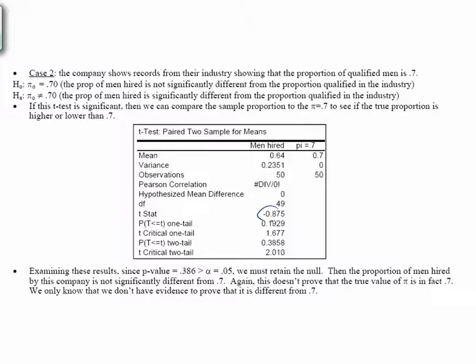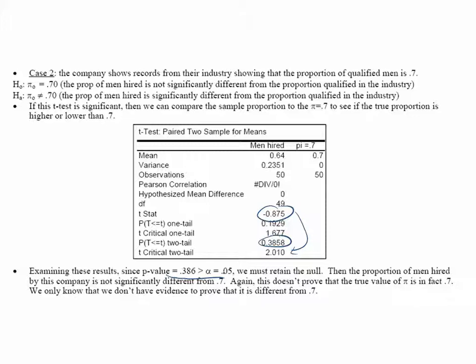Well, our t-stat is now negative. However, it is still less than t-critical because we use the absolute value. So the absolute value of negative 0.875 would be 0.875. We compare that to our t-critical two-tailed. We find that it is less. Or we just compare our p-value of 0.386 to our alpha. In this case, 0.386 is higher than the alpha. Once again, we must retain the null. So the proportion of men hired by this company is still not significantly different than 0.7.